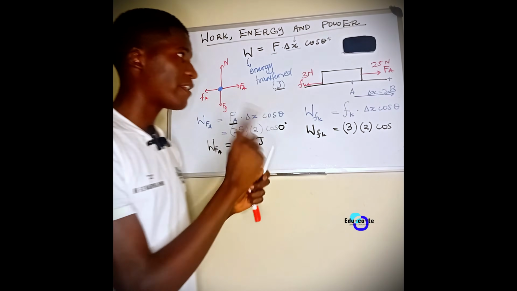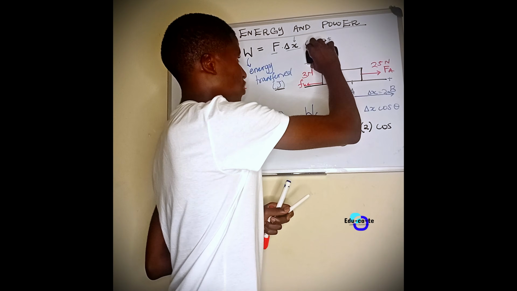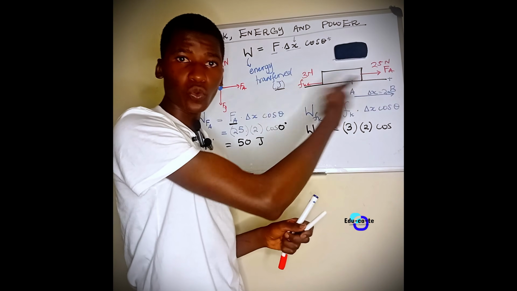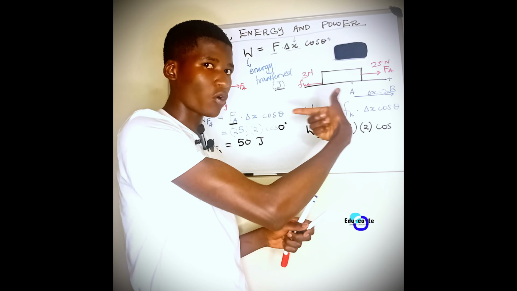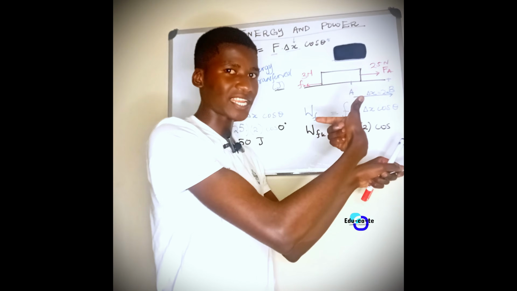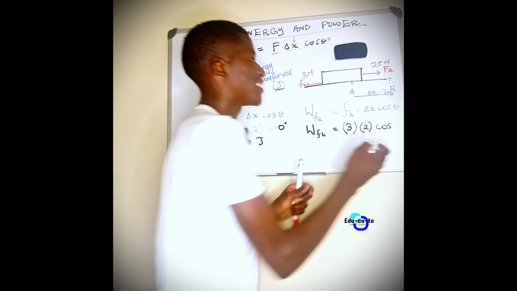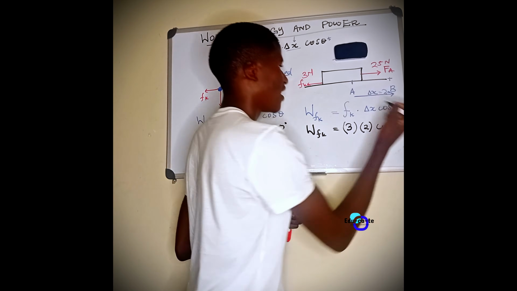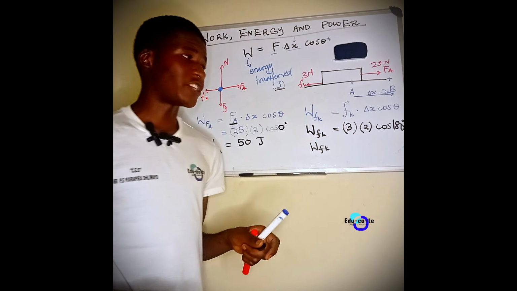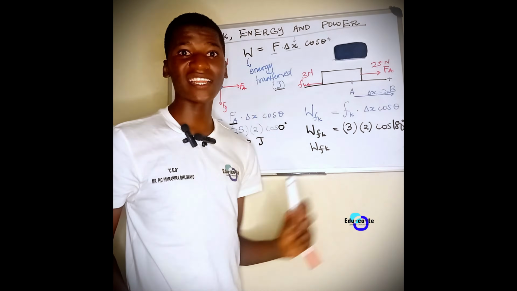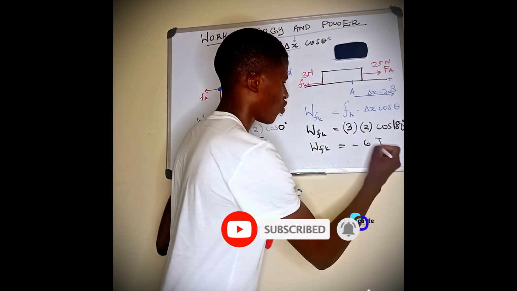In this case, look carefully. The object is moving to the right, but frictional force always opposes the motion. Friction always opposes the motion of the object. So as the object is moving in that direction, the frictional force is directed opposite to it. So it must have an angle of 180 degrees. This is just the work done by frictional force. 3 multiplied by 2 is 6, and then cos 180 is negative, so we're going to get -6 joules.